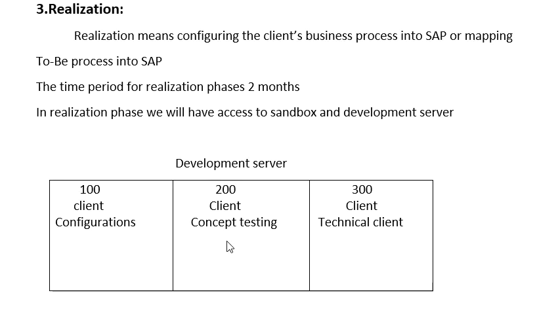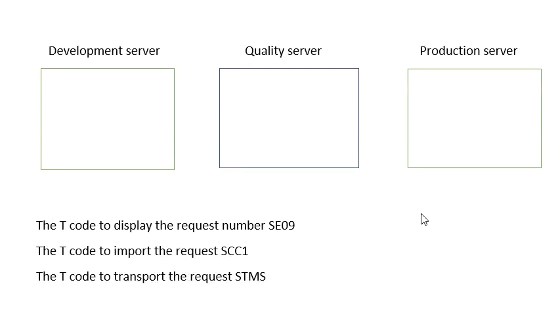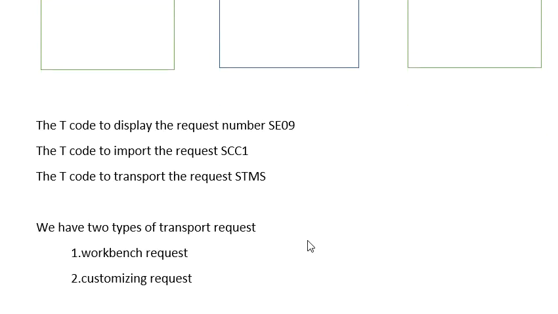So the functional consultant will import the request within the server, meaning client to client, and the basis consultant will transport the request from one server to another server. The T code to transport the request is STMS. We have 2 types of transport request, workbench request and customizing request. Whatever the technical consultant does will be stored in the workbench request, and whatever the functional consultant does will be stored in the customizing request.